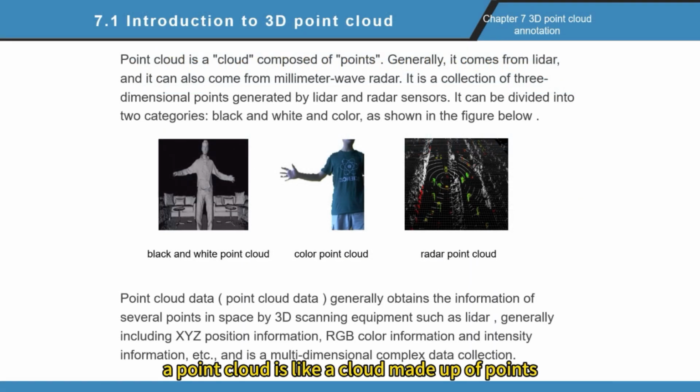A point cloud is like a cloud made up of points. Usually, it comes from LiDAR, and it can also be sourced from millimeter wave radar. It's a collection of 3D points generated by these sensors. Point clouds can be categorized into black and white and color types. Point cloud data, obtained by 3D scanning equipment like LiDAR, contains information such as XYZ position, RGB color, and intensity of several points in space. It's a multi-dimensional complex data collection.